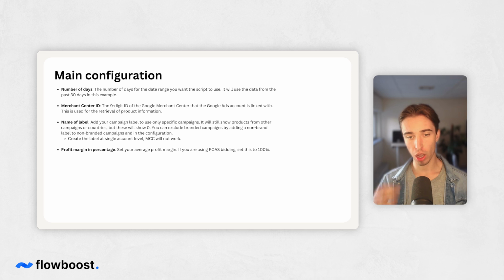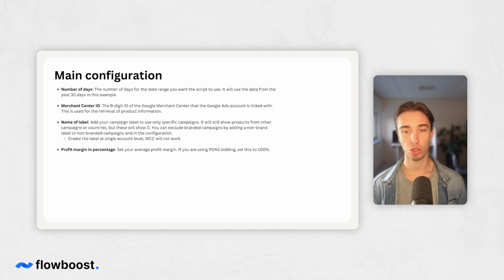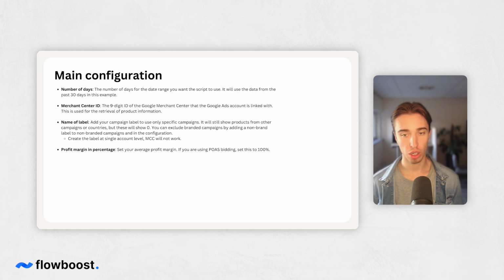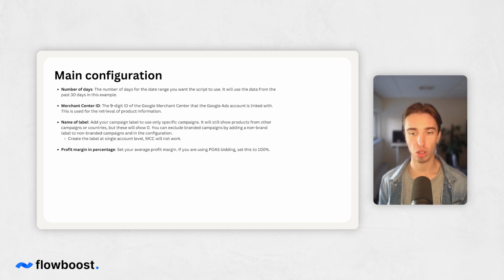The name of label. And this is a label you can apply to your campaign, so you can only use specific campaigns. One thing to note is that it will still show products from other campaigns or countries, but the metrics will show as 0. So what you can do, for example, is split it by country or exclude branded campaigns by adding a non-branded label to the non-branded campaigns and in the configuration, of course. One thing also to note is that you need to create the label at single account level and not at the MCC level, because MCC level labels will not be recognized by the script.